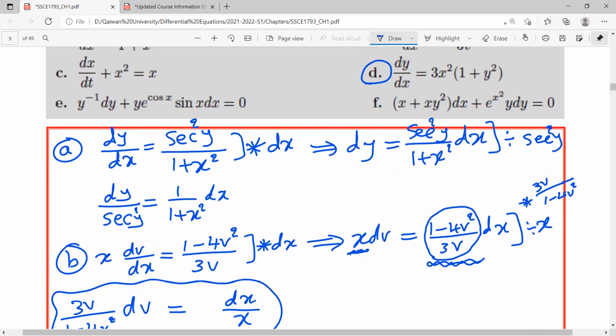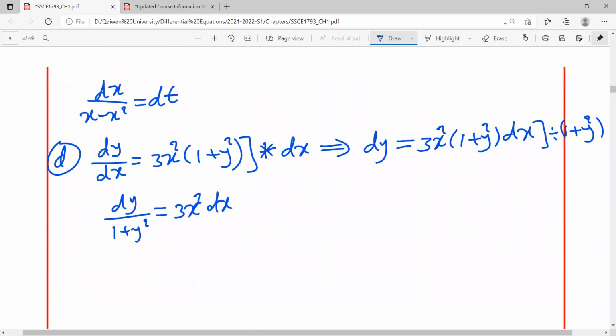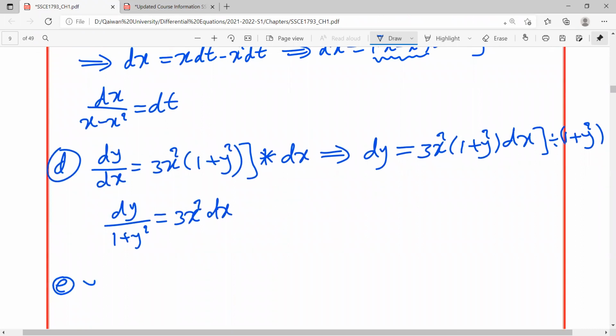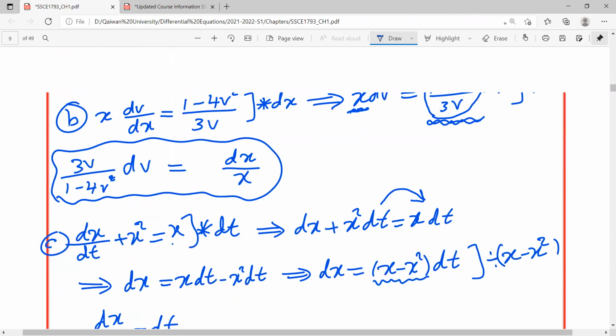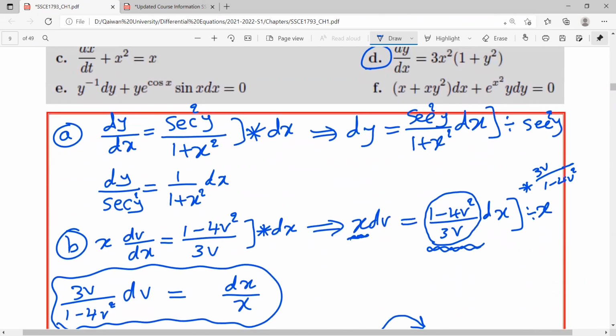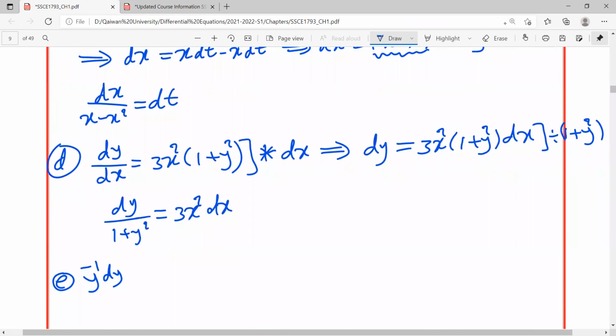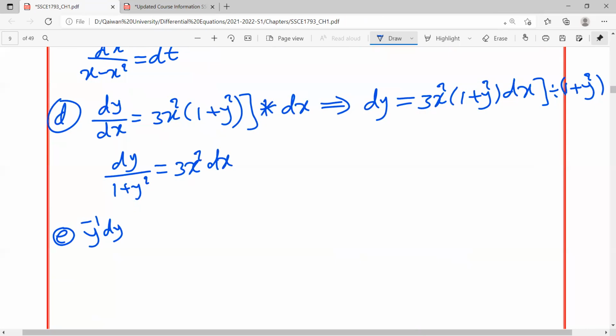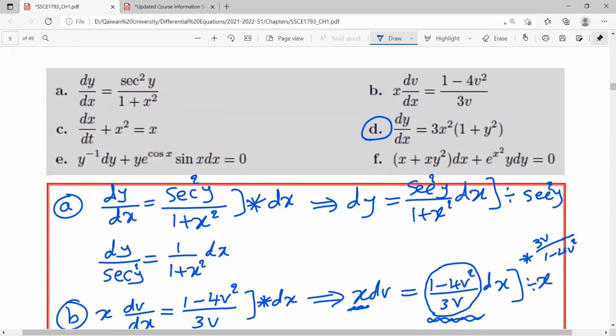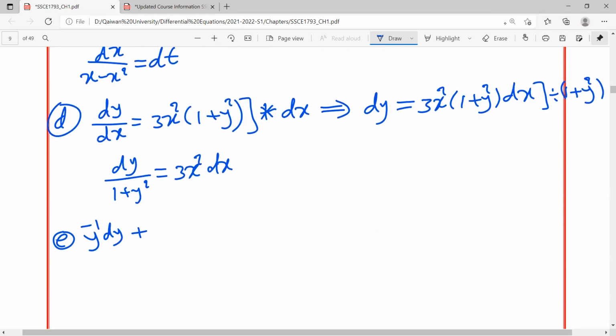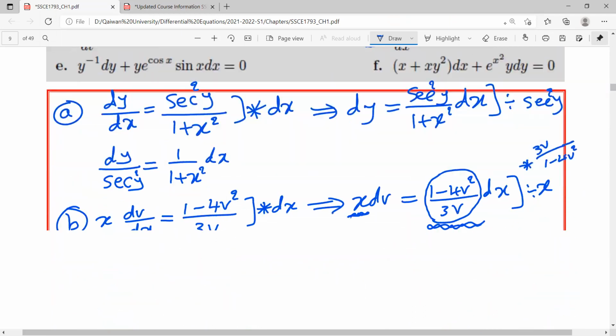Next, e to the power negative 1 dy plus y equals x sine x dx. Yes, it's similar. Plus y e to the power cos x sine x dx equals 0. That's it.